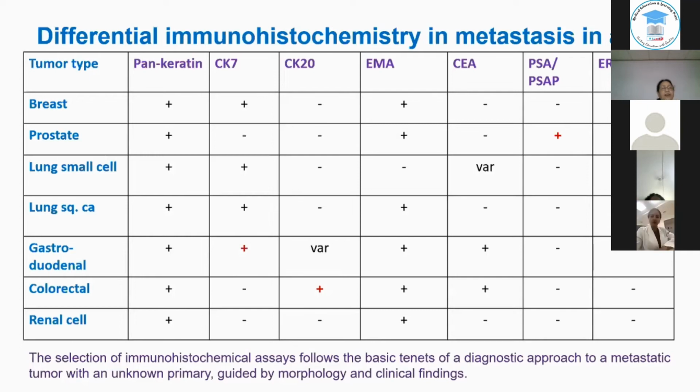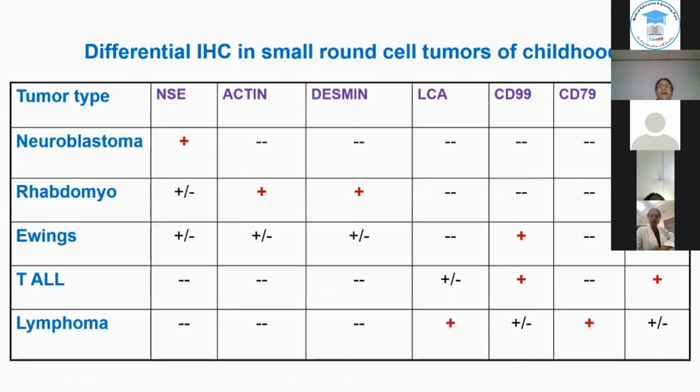The morphology and the clinical findings. In the markers which are used in the small round cell tumors of childhood are NSE, actin, desmin, leukocyte common antigen and CD3. I have included T-ALL and lymphoma as well because they resemble neuroblastoma, rhabdomyosarcoma, or Ewing's also.